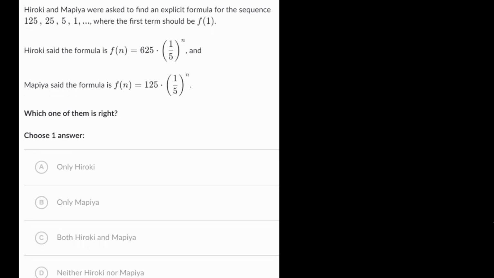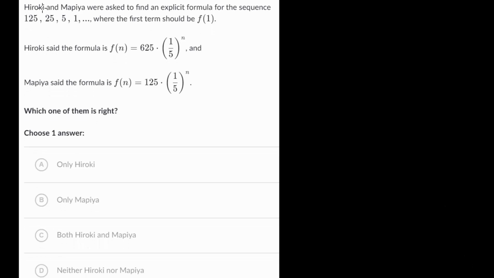And in this one, we have Hiroki and Mapaya. We're asked to find an explicit formula for the sequence 125, 25, 5, and so on, where the first term should be f of 1. And let's try the faster method for this. Let's just plug in n values and see if we get back what we expect. We could generate our own formula, and that might be a way to check. But if you want to do these quicker, we can just plug in different n values.